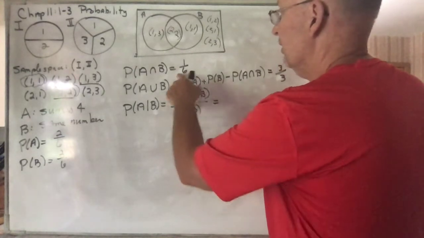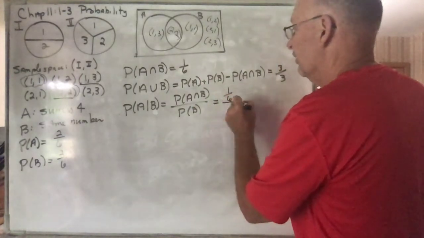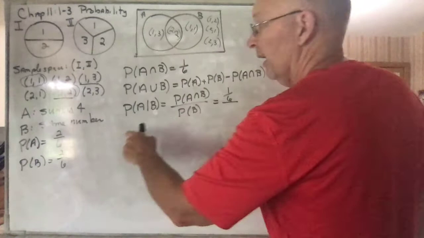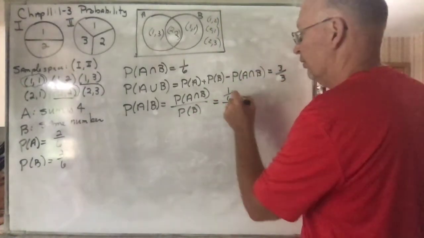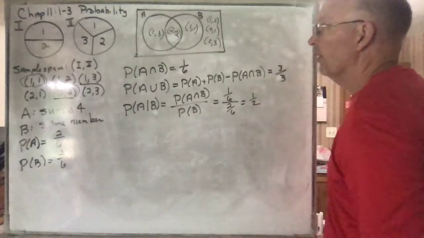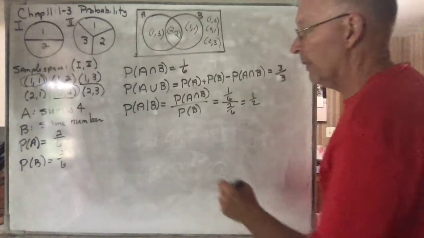So it's going to be the intersection, 1/6, divided by 2/6, which is going to be 1/2. Okay, so it's 1 out of 2.